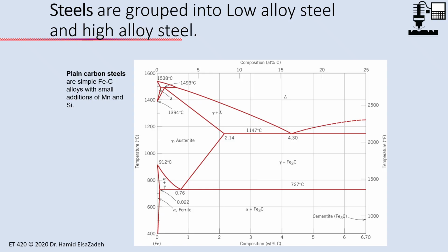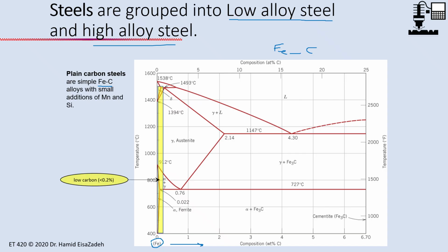In the previous lecture, we mentioned that steel is an iron carbon alloy, and steels are divided into two categories: low alloy steel and high alloy steel. Here we have the Fe-C diagram, and this is pure iron. As we go here, the amount of carbon is going to increase. At this point, the maximum amount of carbon is going to be 6.67 weight percent.